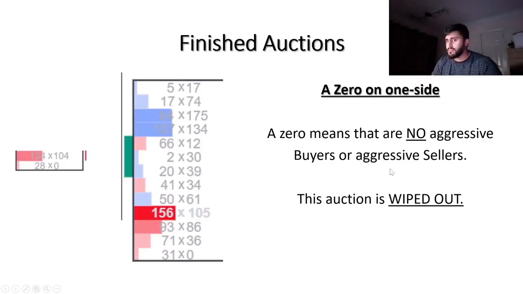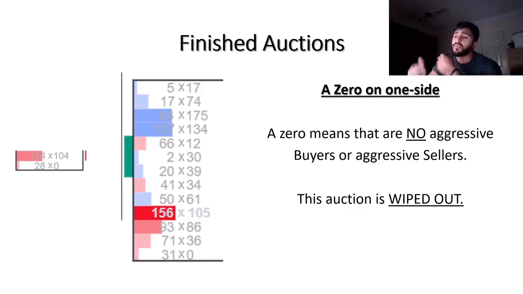Auction. So I briefly said earlier that there's a bid and the ask. Now, when there's a 0 on one side, what this represents is that the auction has been wiped out and there's no aggressive buyers or sellers at that point. So if we look over here, we see 28 for 0. This means that there's no market participants hitting the ask. So there's no aggressive buyers, right?